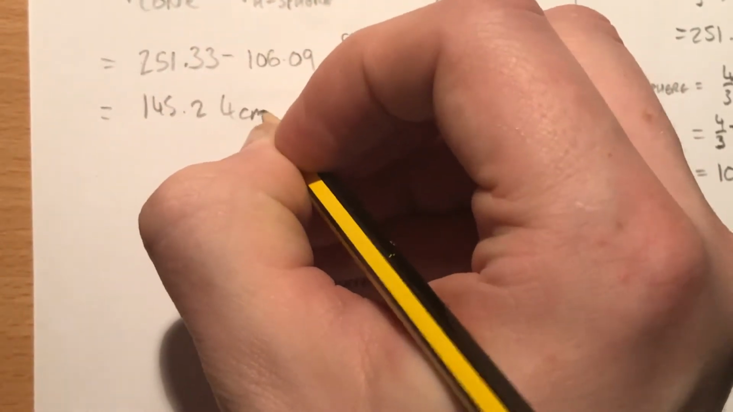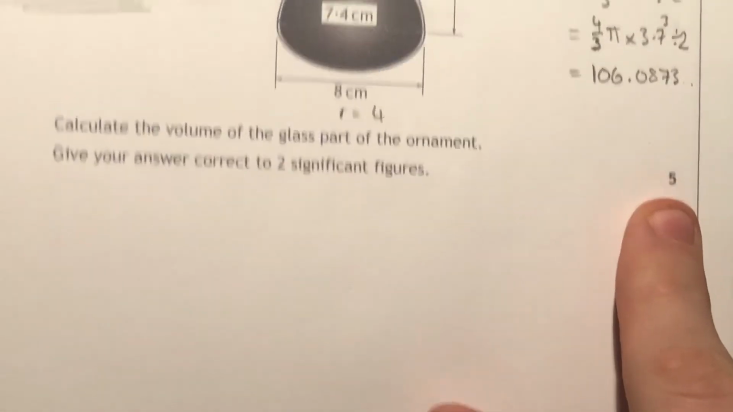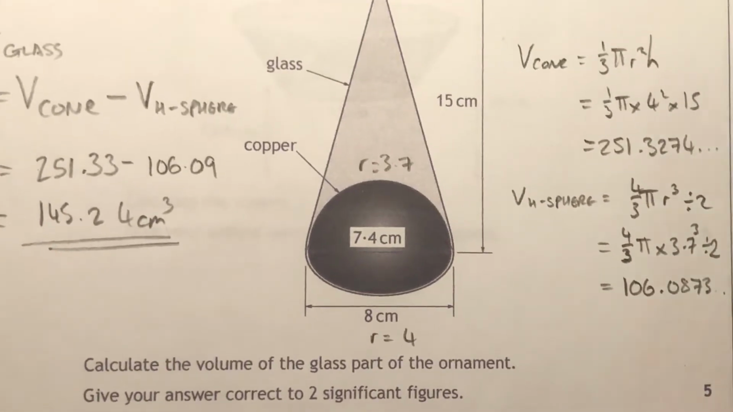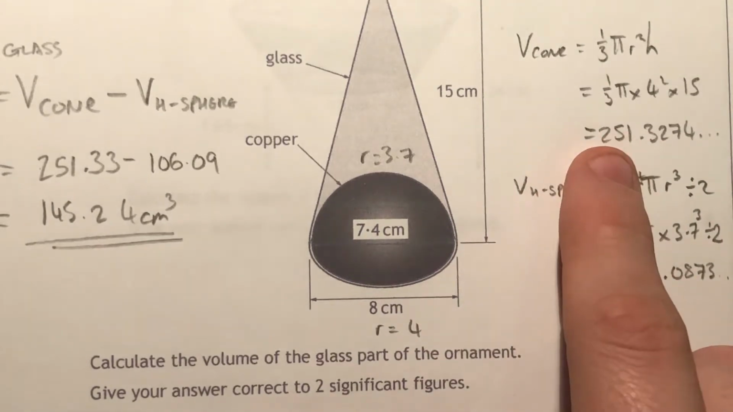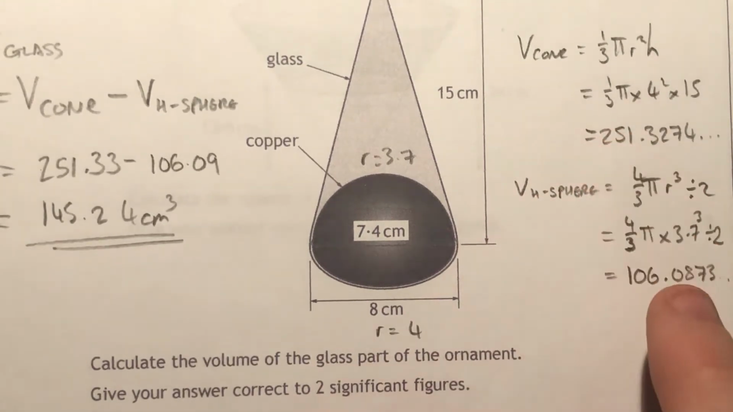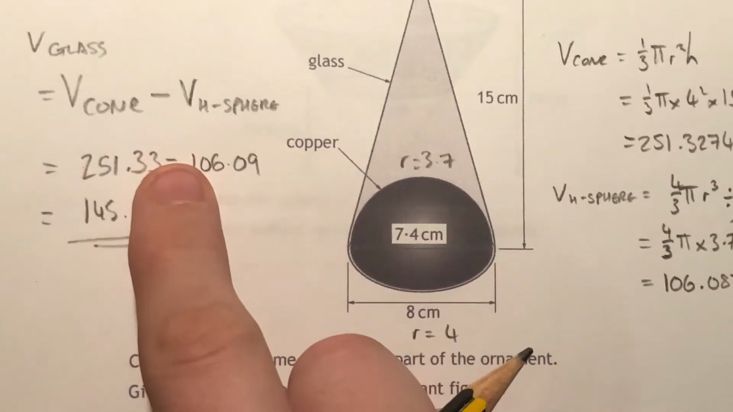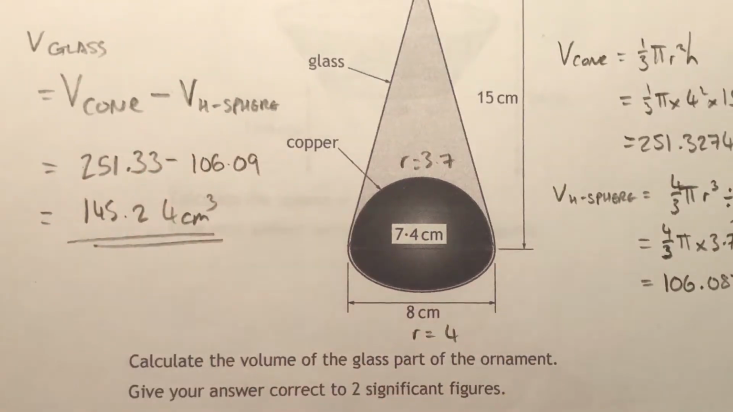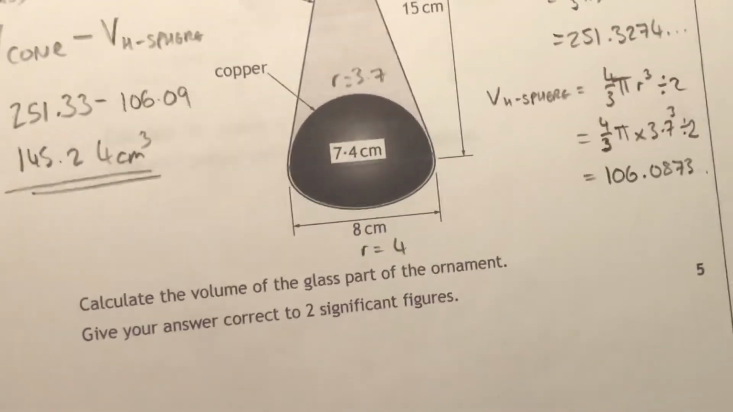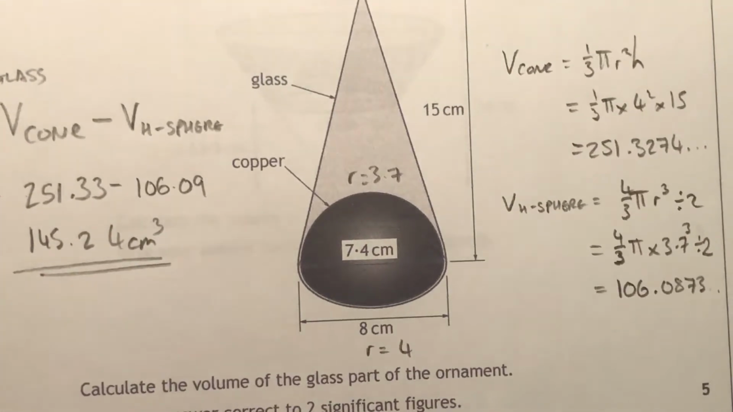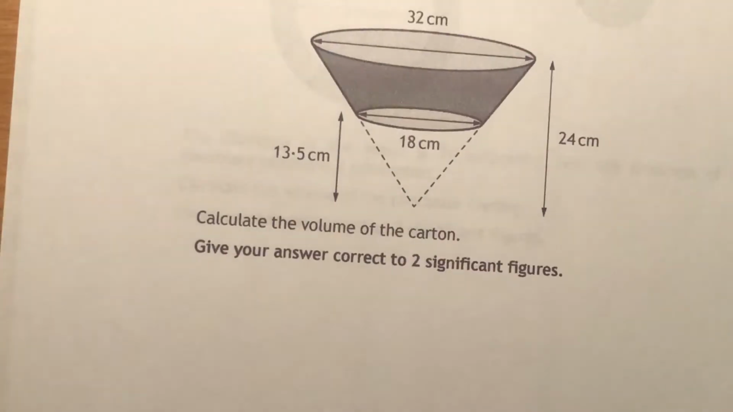145.24 centimetres cubed. That is worth a grand total of 5 marks. So you tend to get marks for knowing how to substitute into the cone and getting the right answer, marks for getting the sphere correct as well, and knowing that you're going to take one away from the other and getting your final answer. Should be straightforward enough, okay? So please take time to have a look over that as well.